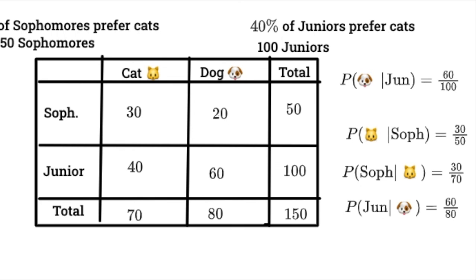So similarly, we can say, what's the probability if someone is a dog lover, what's the probability that they're a junior? And so that would be 60 out of 80 because, again, we're looking at the column of all the dog lovers there. So if we have one of these tables, we can get all of these different types of conditional probabilities.